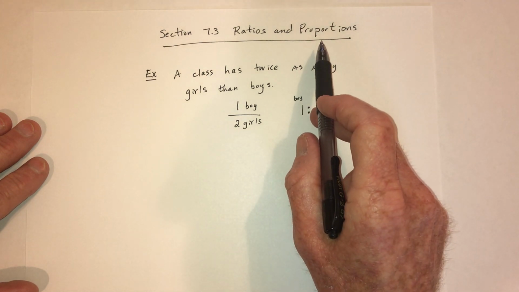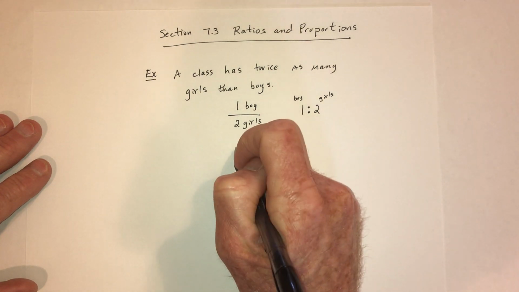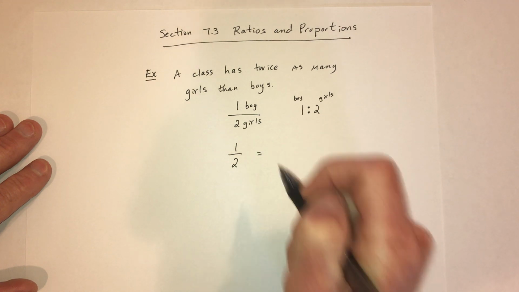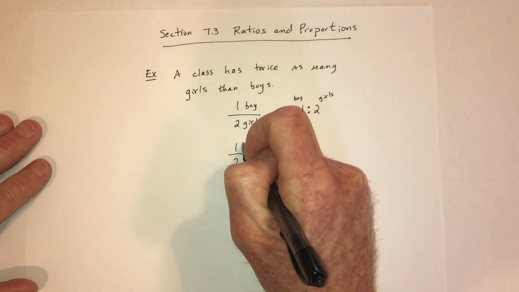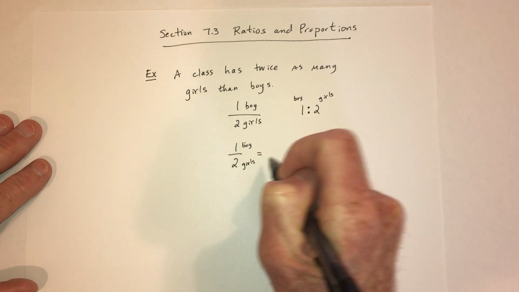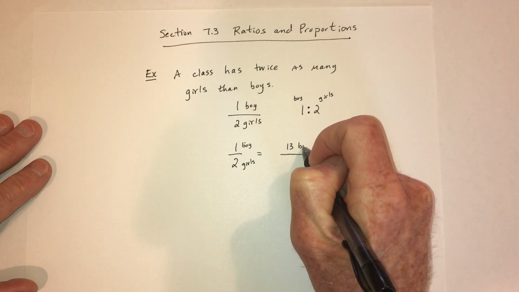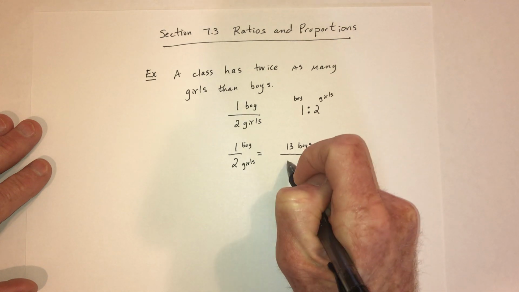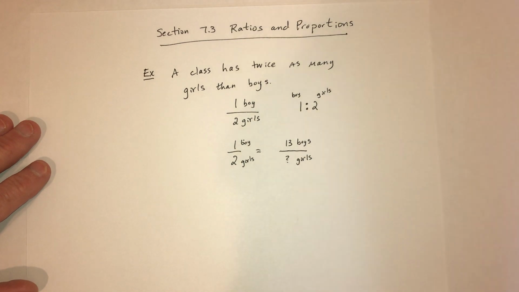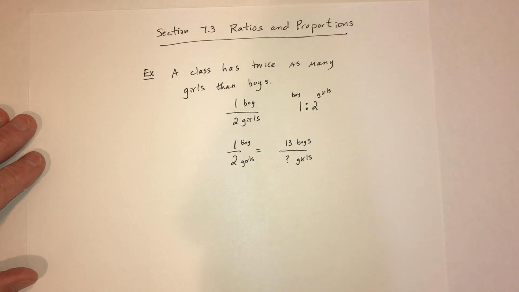So then proportion means when 2 ratios are equal, or in other words, when 2 fractions are equal. So if you start off with the idea that half of the class is girls, so for every 1 boy, there's 2 girls. Then what if the class had 13 boys? Then how many girls? So that right there, when you set 2 fractions equal to each other, that's a proportion.